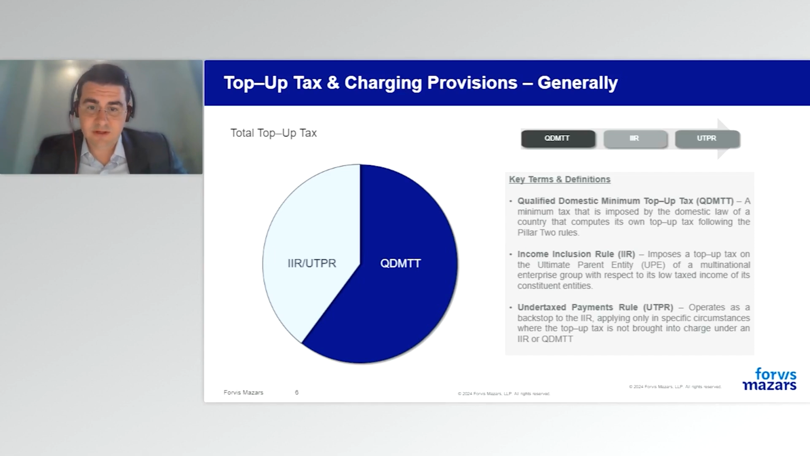The UTPR is basically a catch-all, a complete backstop, that says if a jurisdiction is low tax and has not been topped up by a QDMTT or an IIR, you're stuck, and the UTPR will ensure that that jurisdiction has been topped up. So by nature of the rules, it doesn't really matter whether the U.S. has adopted or not, in our case, for some multinational enterprise groups, because of this UTPR mechanism.